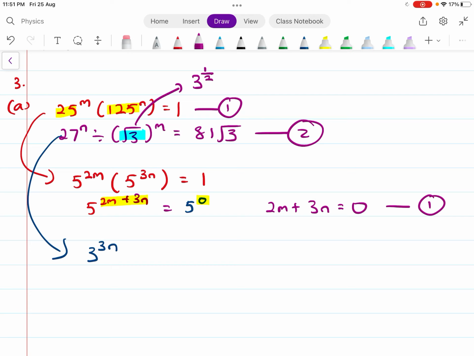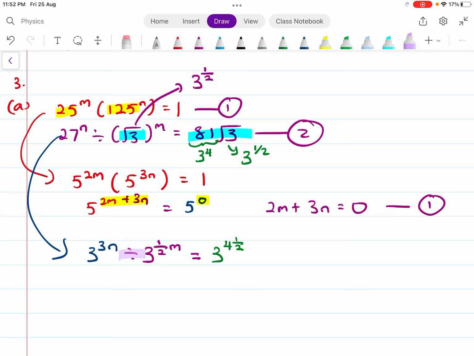So 3 to the power of half times m. Divide by 3 to the half m is equal to the whole thing here. 81 itself is 3 to the power of 4, and square root 3 is 3 to the power of half. So you can see 3 to the power of 4 times 3 to the power of half. Apply the law of indices, and this will give you 3 to the power of 4.5. I just need to add together: 4 plus half is 4.5.